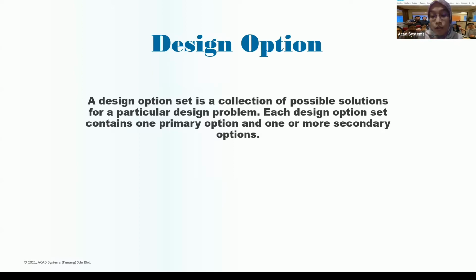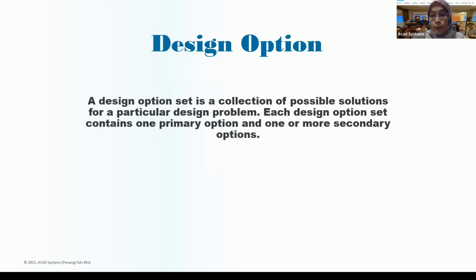For instance, maybe you have a slope roof, a valley roof, and also a gable roof. You want to put all three roofs on your building to see which one is more suitable. That is when we can use design option. You don't need to delete. Like for instance, you create a slope roof, then delete it and create another option, the gable roof. You don't need to do that. You can just use design option.